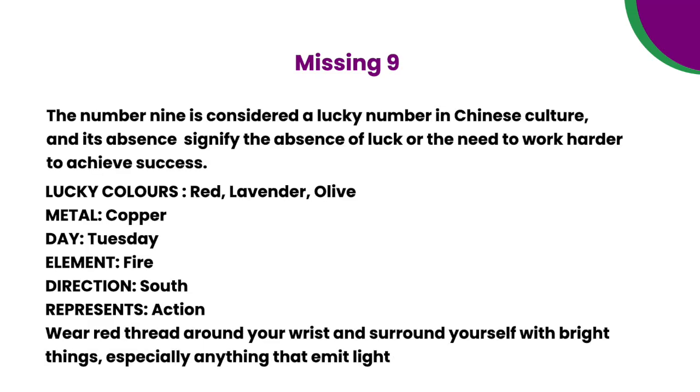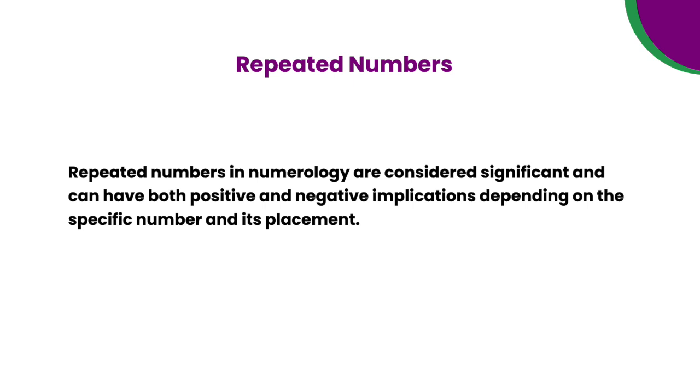The number 9 is considered a lucky number in Chinese culture, and its absence signifies the absence of luck or the need to work harder to achieve success. Lucky colors red, lavender, olive, direction south represents action. Wear red thread around your wrist and surround yourself with bright things, especially anything that emits light. In previous slides, we have seen the significance of missing numbers.